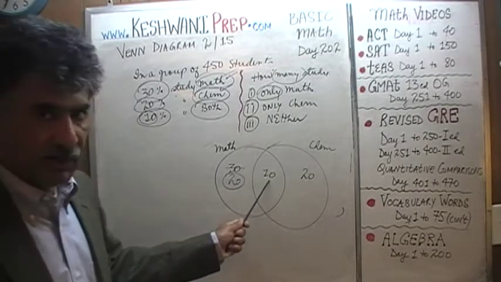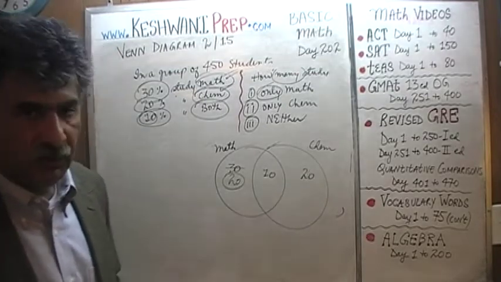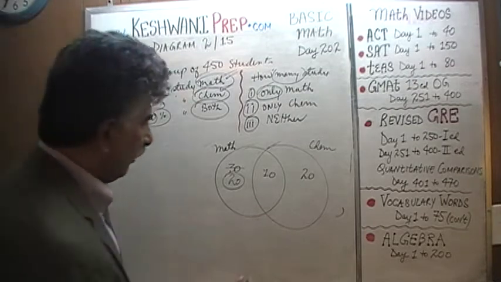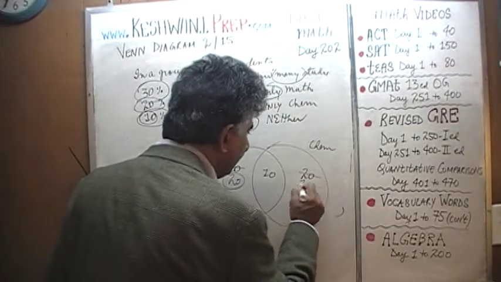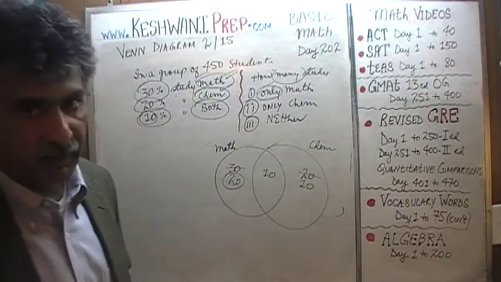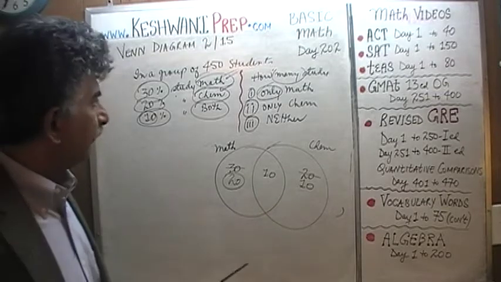Similarly, as soon as we put a 10 here, we have to go back and adjust this figure. There are 20 people who study chemistry, but half of those people also happen to study math. In other words, there are only 10 people who study chemistry but not math. The other 10 people out of these 20 study both. That's it, we are done.